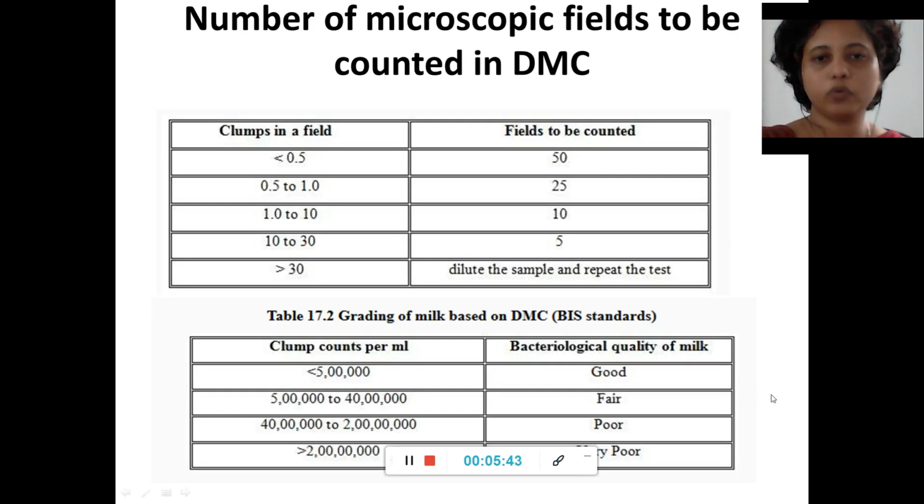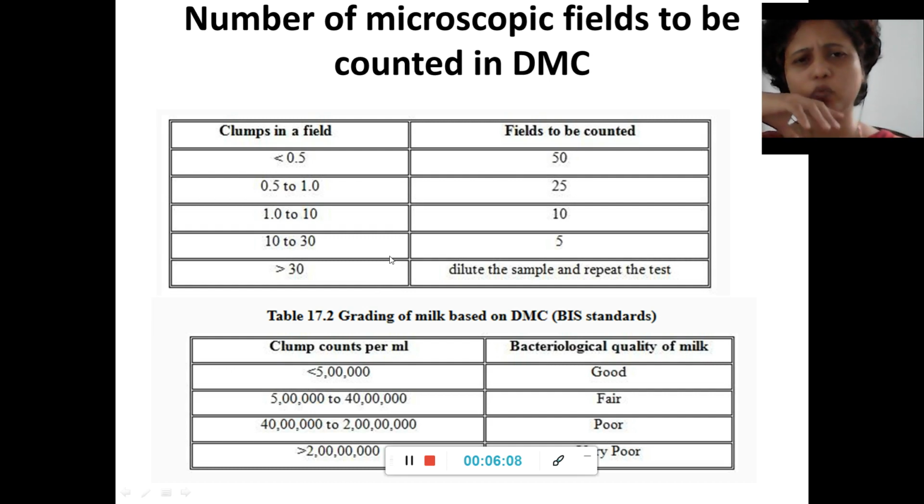And after that you count different fields. Through the microscope we have to manually count the number of microbes present. If you have clumps less than 0.5 per field, the fields to be counted is 50; if there are 0.5 to 1 clump in a field, then you have to count 25; and if 10 to 30 clumps are there in a field, 5 fields have to be counted. The field means the area you look at through the microscope, and that is referred to as the field.